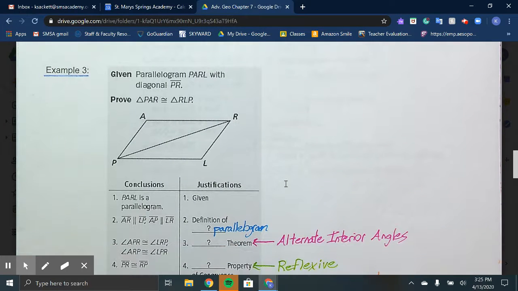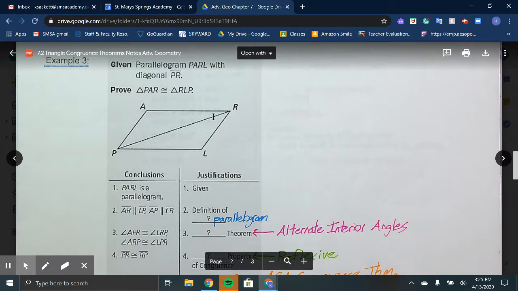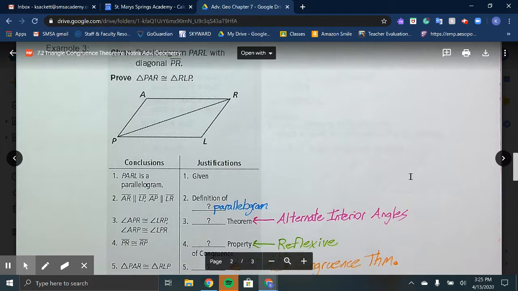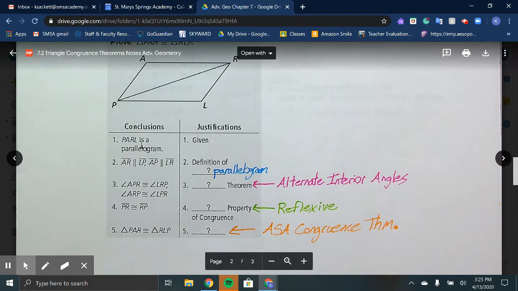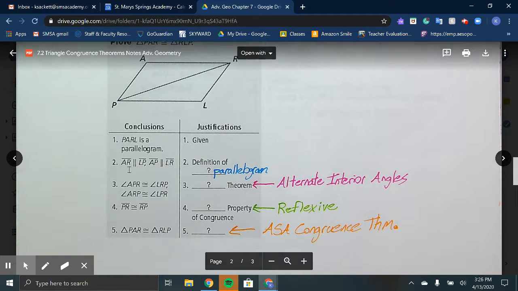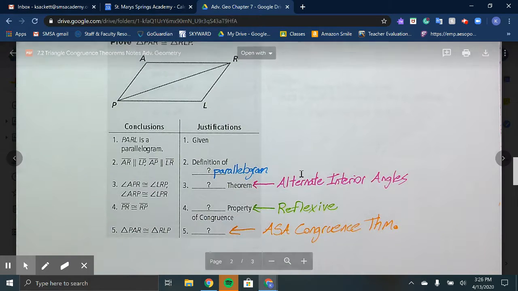Now a more formal proof is example 3. They gave us parallelogram PARL with a diagonal PR. They would like us to prove triangle PAR is congruent to triangle RLP. So, as always, start with the given. Then they stated AR was parallel to LP and AP was parallel to LR. That comes from the definition of a parallelogram.